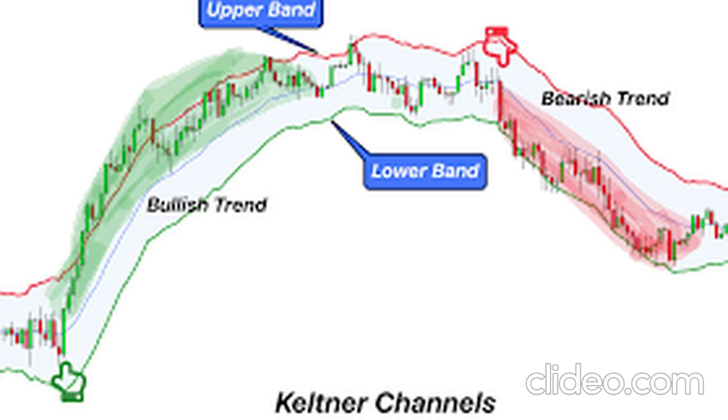Breakouts. A price breaking above the upper band or below the lower band can signal a potential trend continuation or reversal. Strong breakouts are often seen as indicators of strong emerging trends.